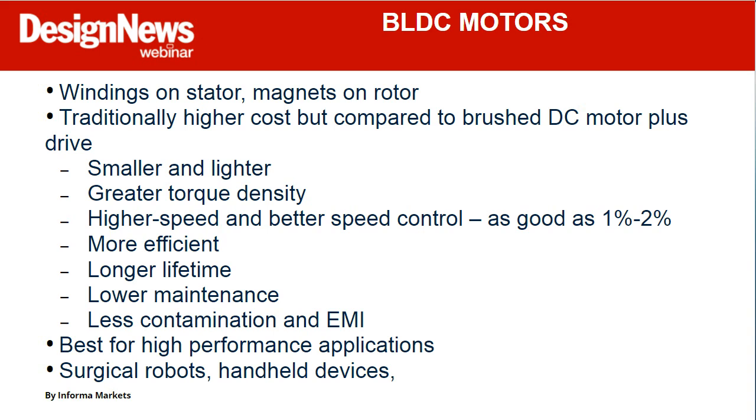They tend to be more efficient. You've got a nice thermal pathway to dissipate heat because your coils are on the outside right next to the housing of the frame. Longer lifetime, less maintenance. You don't have any particulation like you do with graphite brushes on a brushed DC motor, and you don't get that EMI issue. Say that 3 times fast. They're very broadly used these days, but especially for high performance applications, they're great. Surgical robots, handheld devices, they're all kind of in the sweet spot for the BLDC.